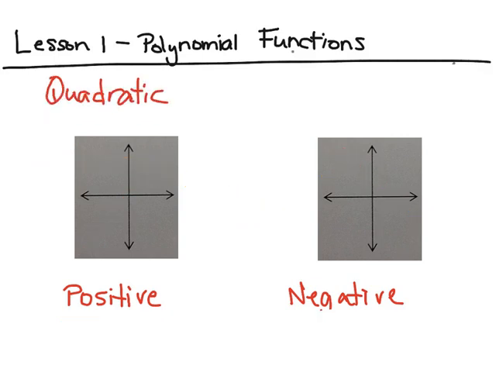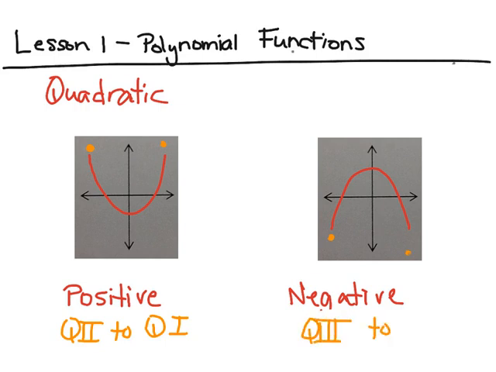If a quadratic is positive, it will open up, and if it's negative, it will open down. So the end behavior for a positive quadratic is it starts in quadrant 2, and it ends in quadrant 1. A negative starts in quadrant 3, and it goes to quadrant 4.